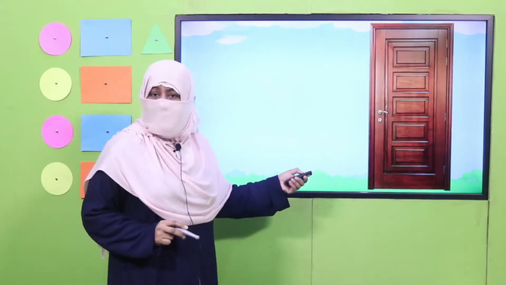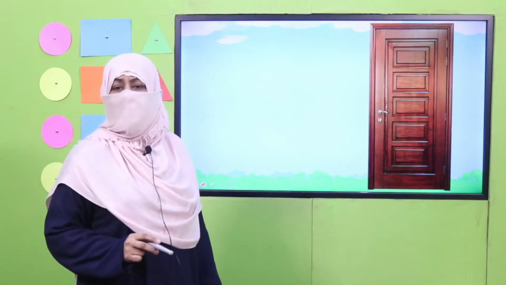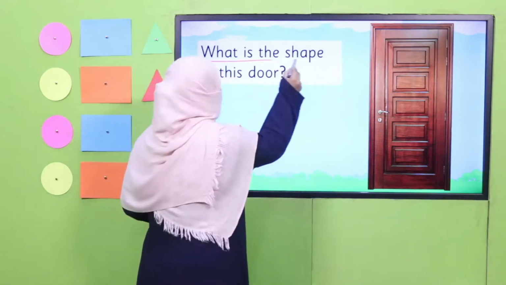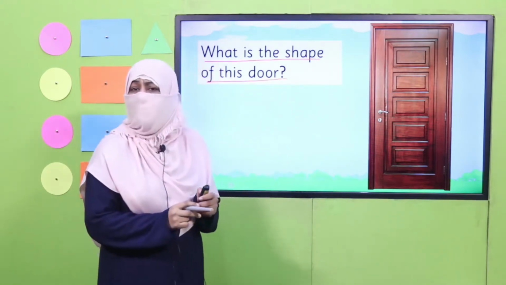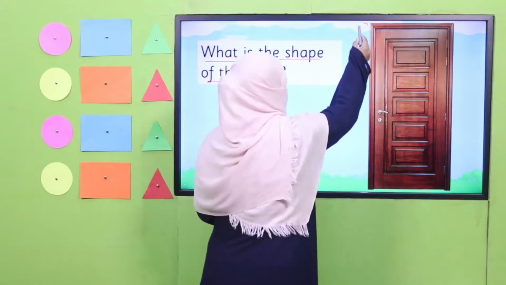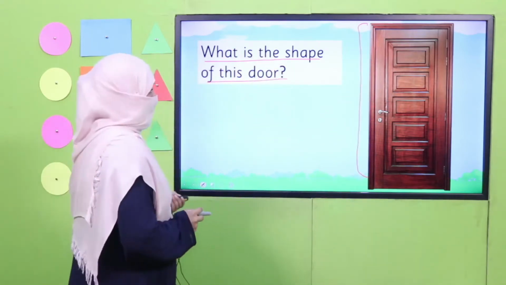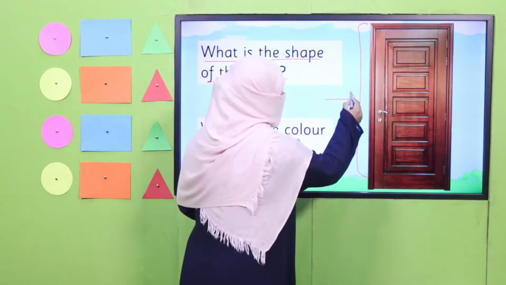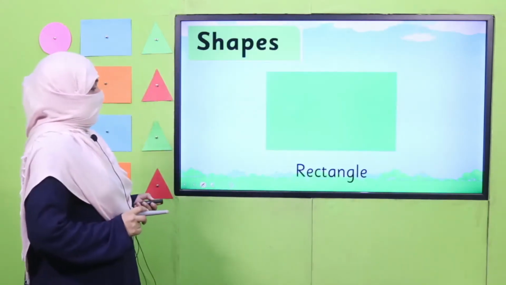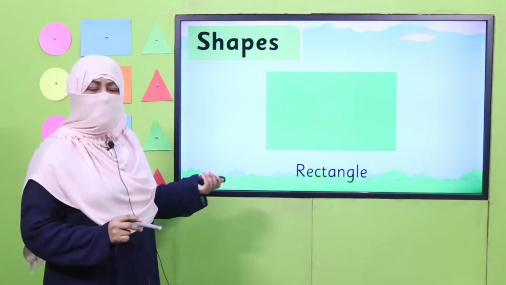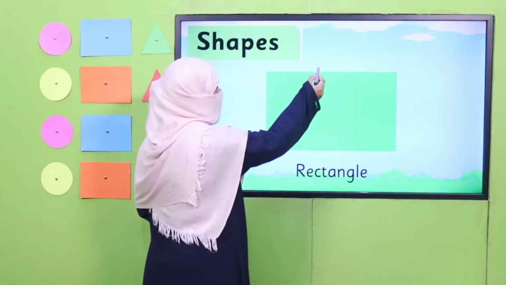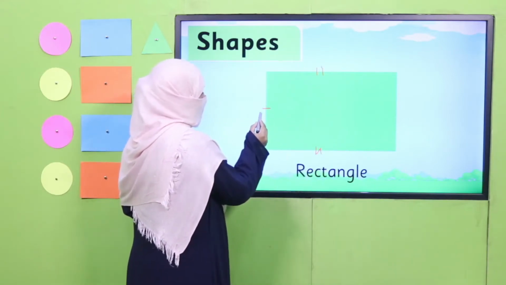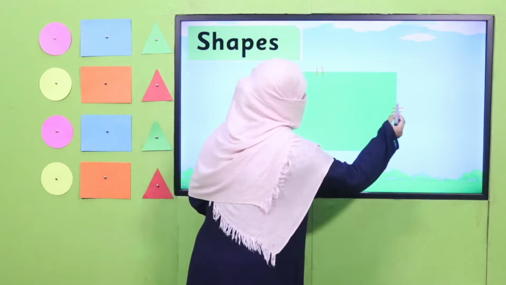Now, what is this? Look at this object and tell me, what is this? It's a door. What is the shape of this door? Do you know what is the shape of this door? Yes, it's a rectangle. And what is the color of this door? It's brown color. So, rectangle, how do we define it? Rectangle is a shape which has two equal and parallel lines, and these two opposite sides are equal.